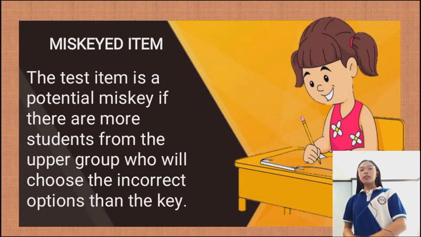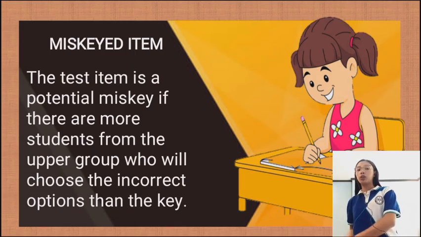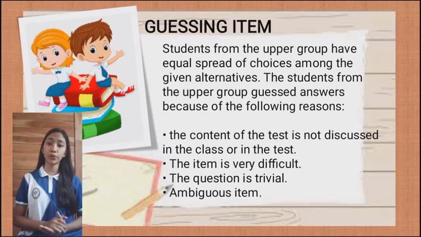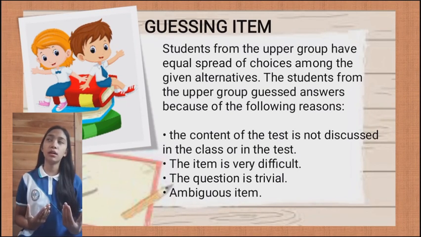The test item is a potential miskey if there are more students from the upper group who will choose the incorrect options than the key. An item on an operational test that has been keyed incorrectly represents a threat to score validity. A miskey item can cause more able examinees to have lower overall scores and less able examinees to have higher overall scores. Guessing item. In a guessing item, students from the upper group have an equal spread of choices among the given alternatives.